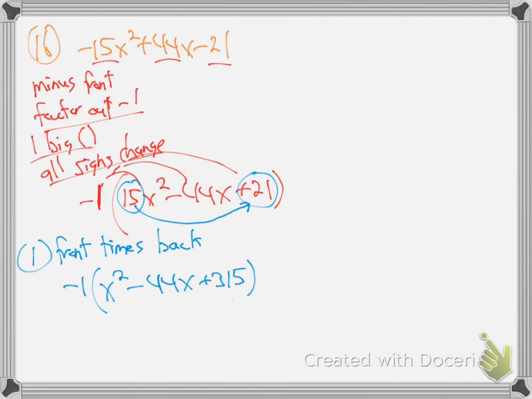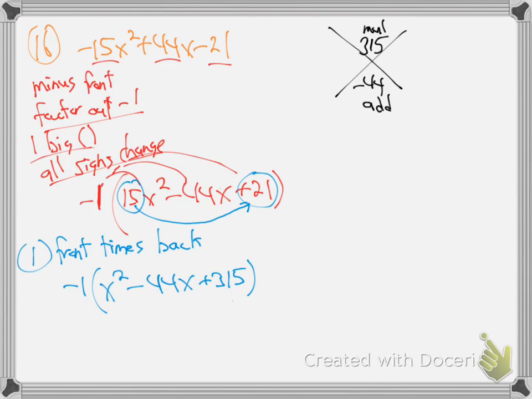Now we've got to do our diamond thing. 315. We're looking for numbers that multiply, I'll do it like this, for what multiplies to be 315 and adds to be minus 44. So what times what is 315? I do not know at all.